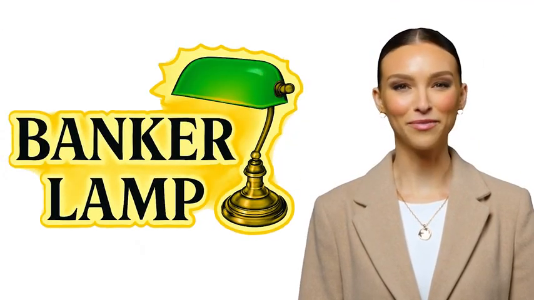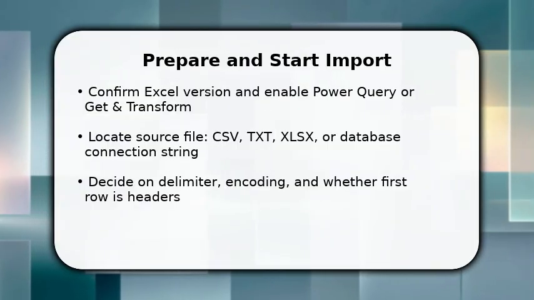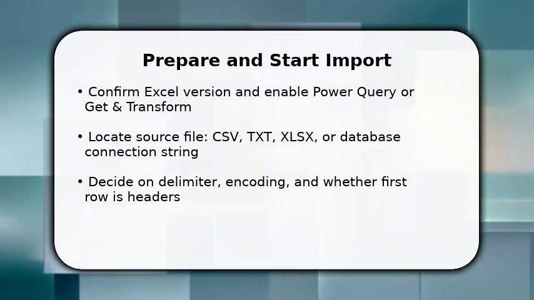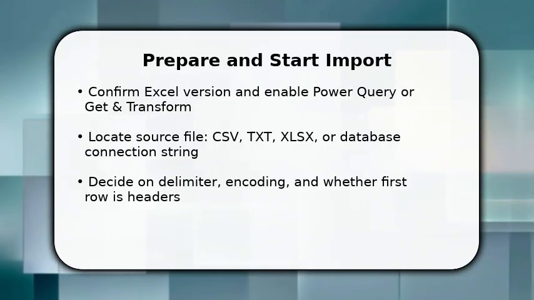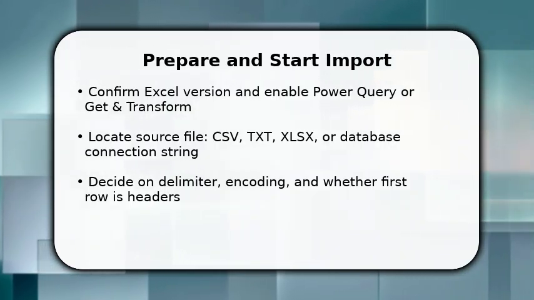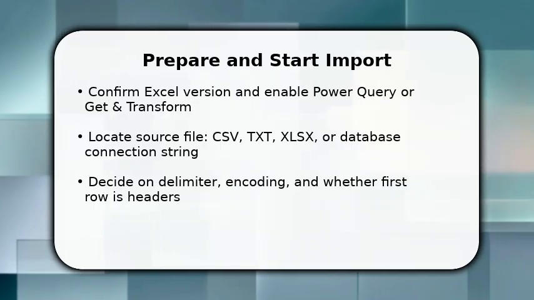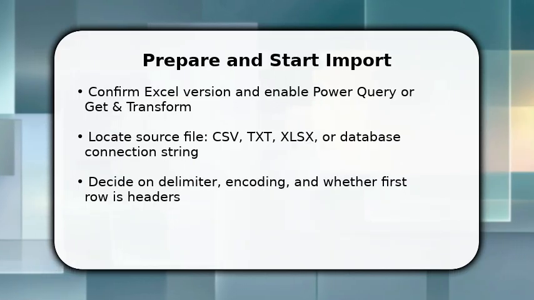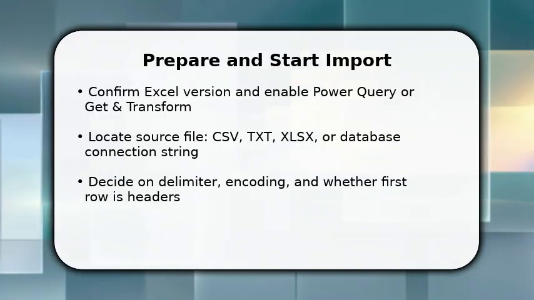Please enjoy the video. You begin by confirming prerequisites: an Excel version with Get and Transform enabled and access to the source file. Open Data, Get Data, and choose the appropriate connector for CSV, Excel, or database. Once connected, point Excel to the file and set encoding and delimiter so columns parse correctly.